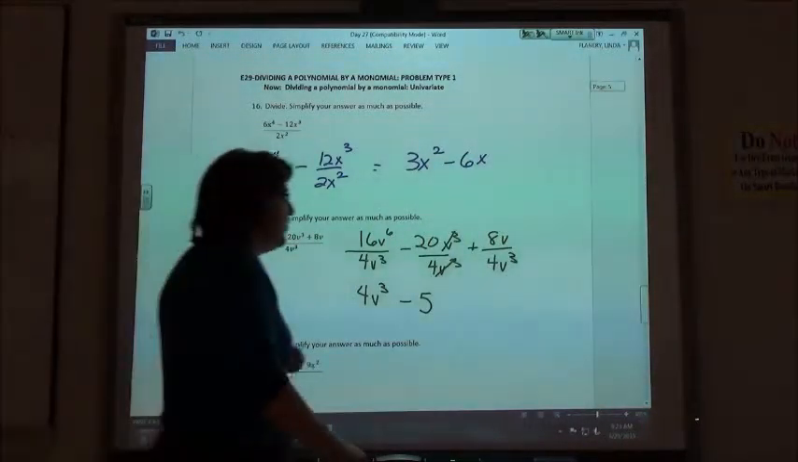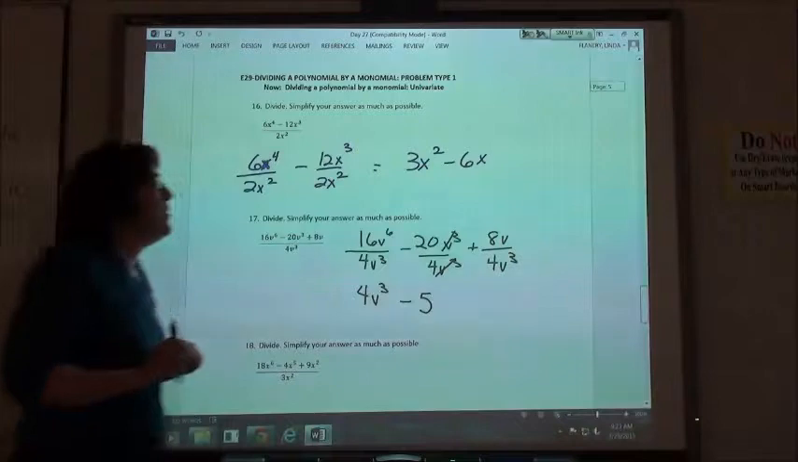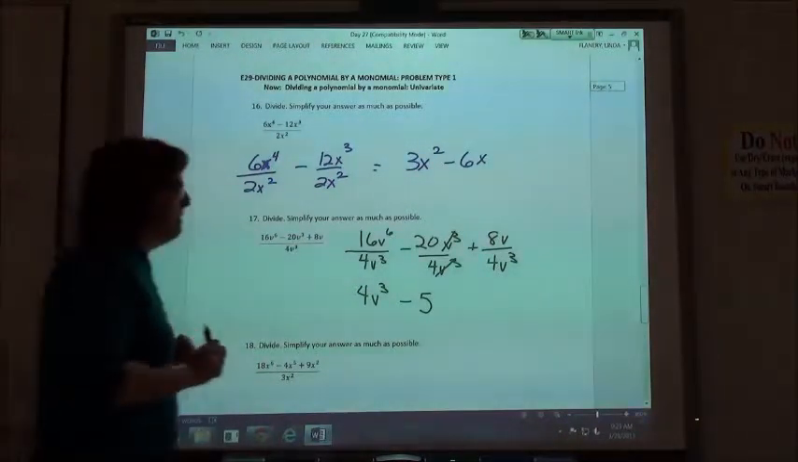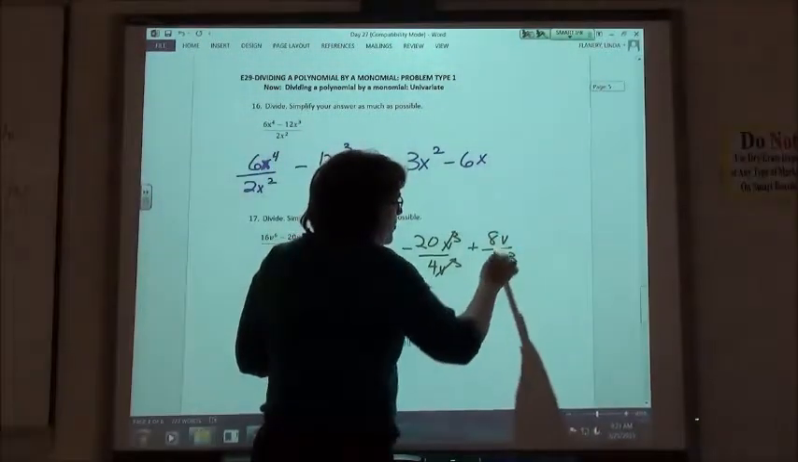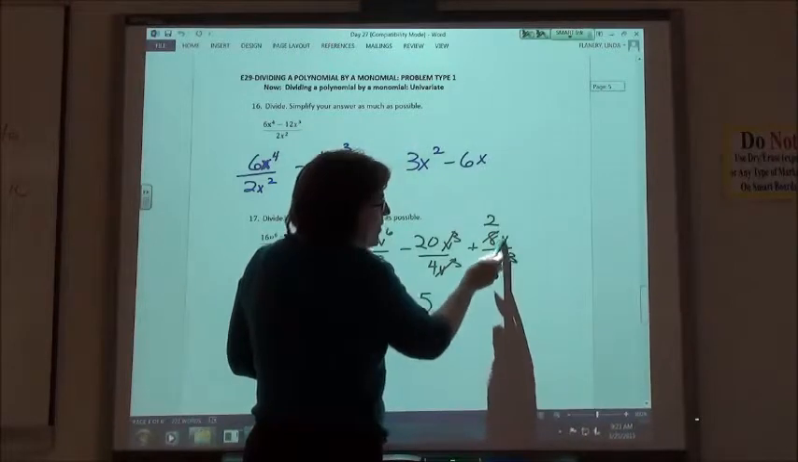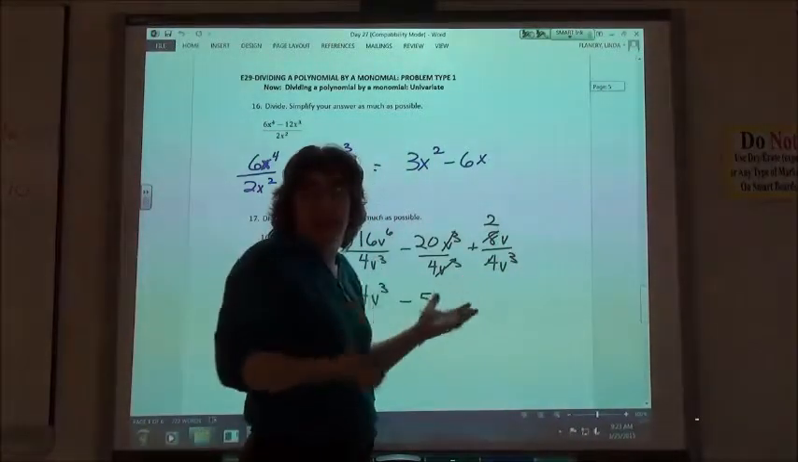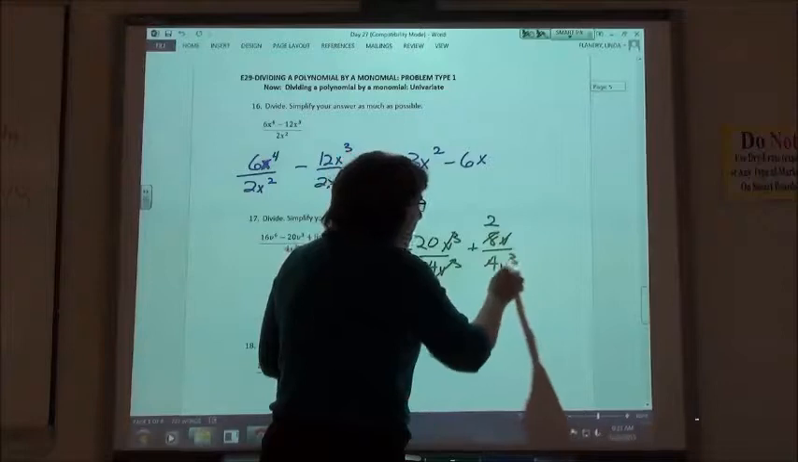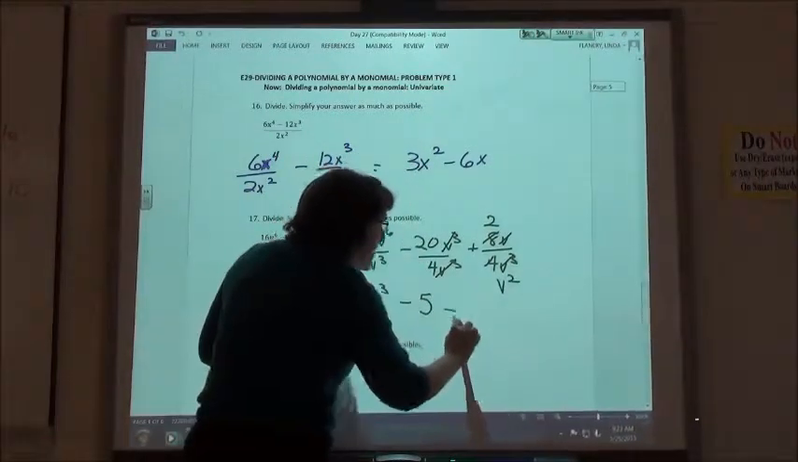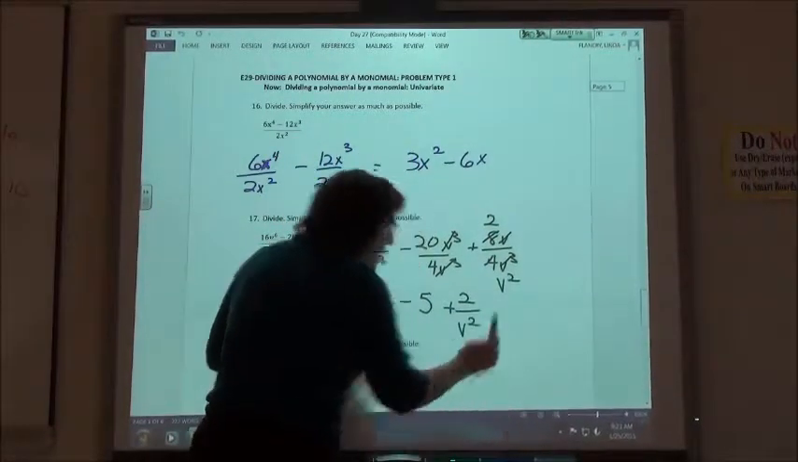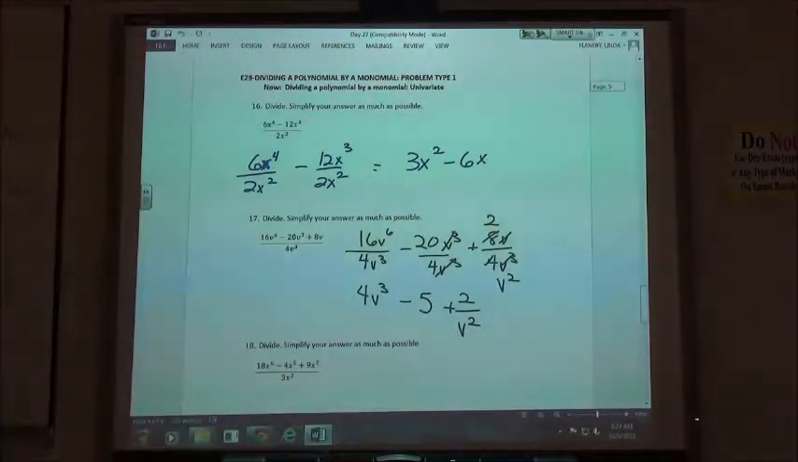Now the last one's a little bit trickier yet. What's going to happen with that one? It's going to be underneath. There's going to be a 2 on the top, and then I have 1 minus 3, which is negative 2, which means it flips down to the bottom. And so I get plus 2 over v squared. So I get 4v to the 3rd minus 5 plus 2 over v squared for my answer.